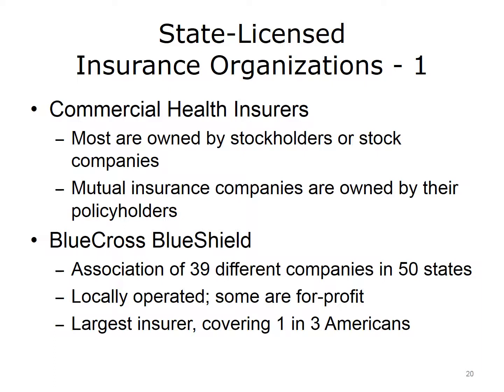Aetna Insurance Company is one such example. Alternatively, these companies can be mutual insurance companies, which are owned by their policyholders. Blue Cross Blue Shield is a nationwide association of 39 independently operated companies. Originally, Blue Cross Blue Shield companies were not-for-profit organizations, but today some of them operate on a for-profit basis. Together, these companies are the nation's largest insurer, providing coverage for 1 in 3 Americans.